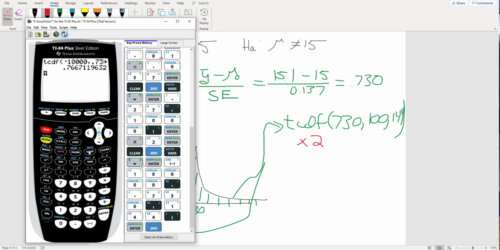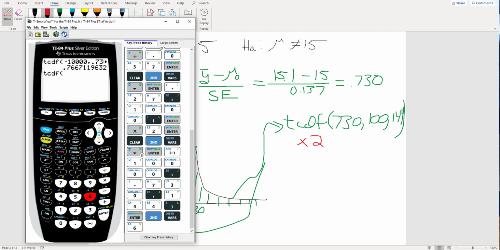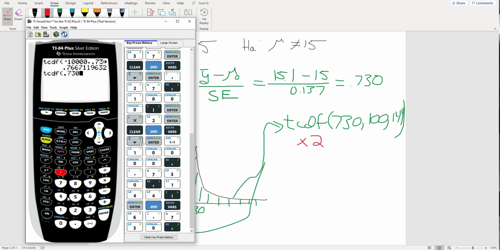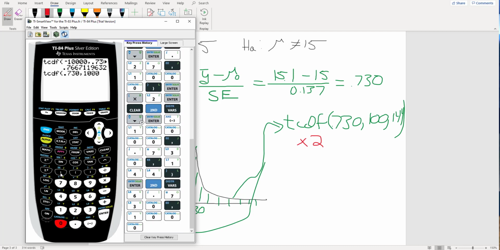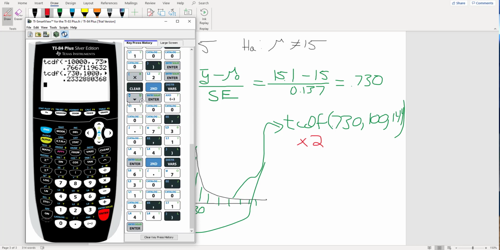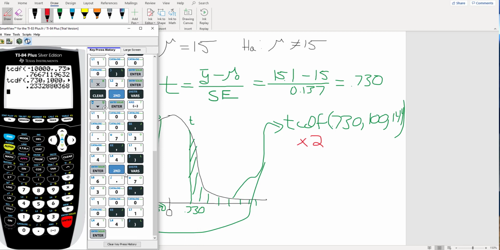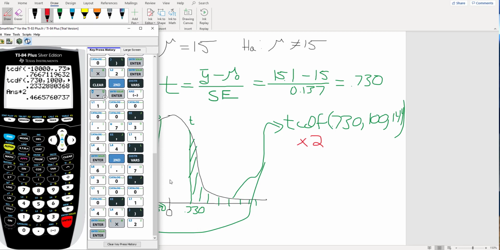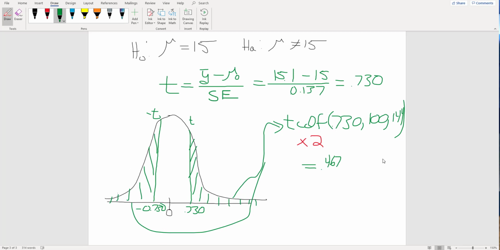Back to our calculator, we go to second vars, tCDF is option 6, we start at 0.730. We stop at some large positive number. Our degrees of freedom are 144. That will give us this upper part. We need to multiply it by 2 to make it a 2-tailed test. And we end with a p-value of about 0.467. Still not a small p-value.